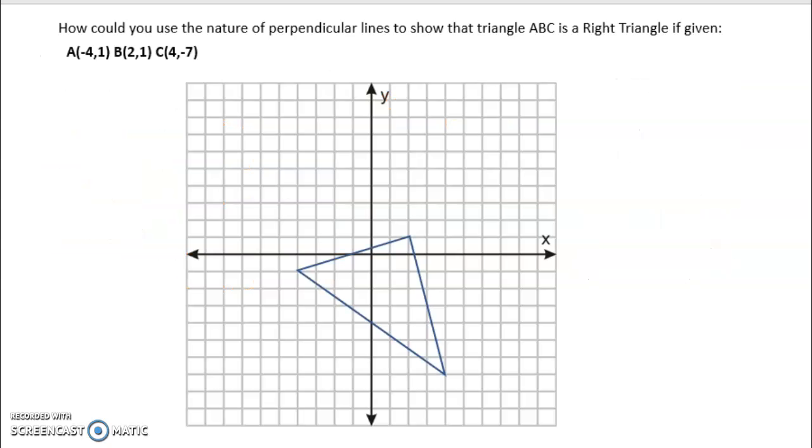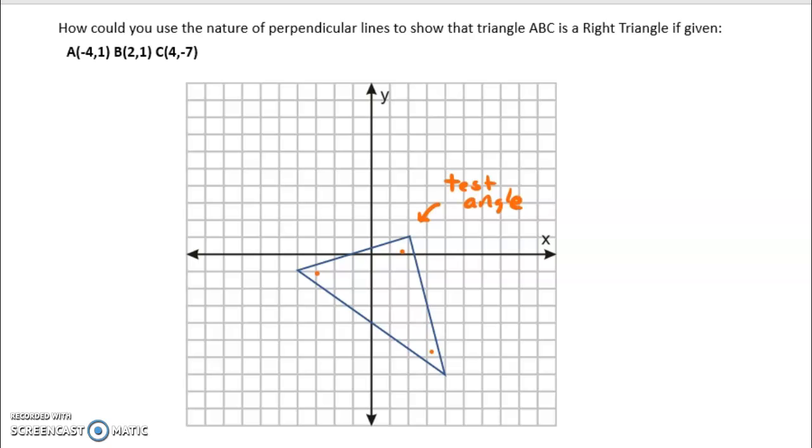Next one. I like this problem. How could you use the nature of perpendicular lines to show the triangle ABC is a right triangle if given these points? So here's what I'll do. You've got 3 points here. You've got 3 sides. Let's make this easy here. Which angle do you think we should test? If I'm thinking about this, this one is the only angle that even looks right. So I'm going to test this angle.